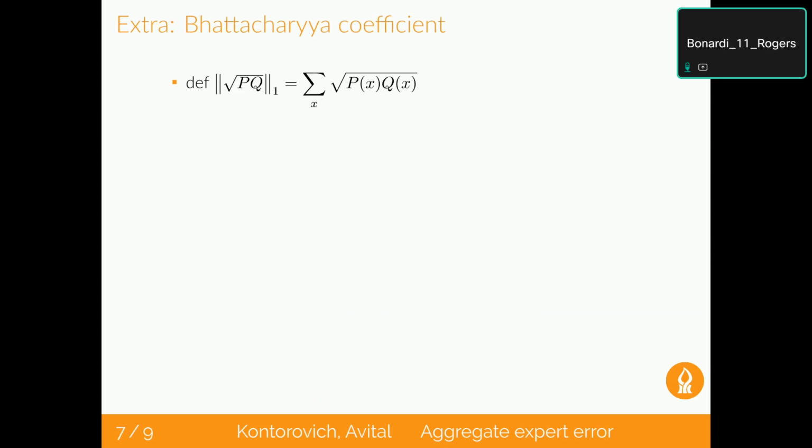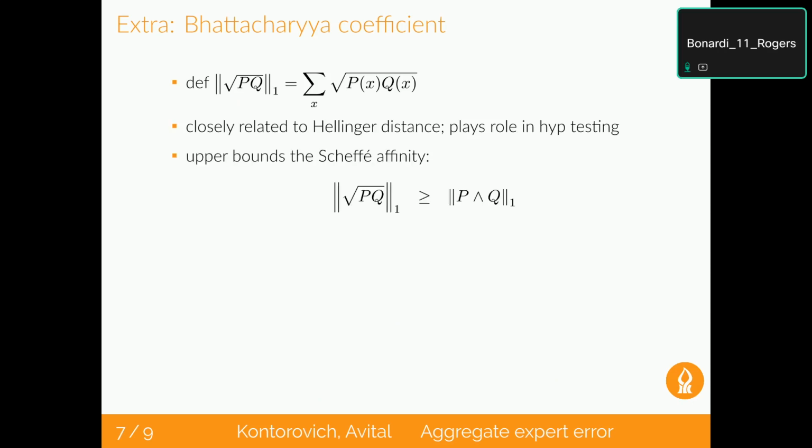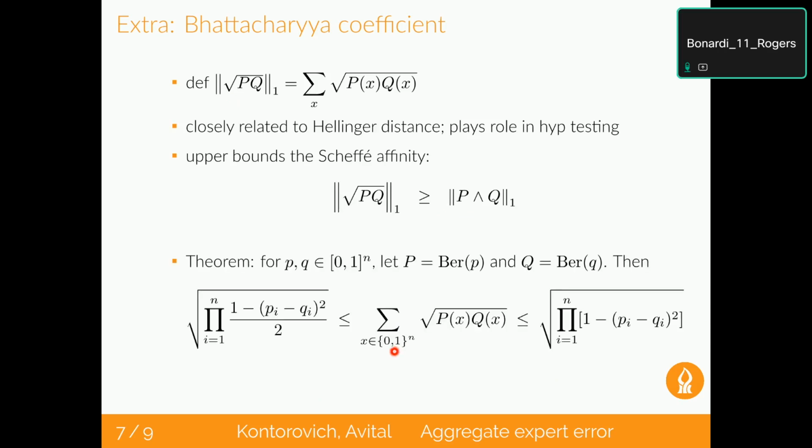So we can define this Hellinger affinity coefficient, which is the L1 norm of the square root of PQ. It's a quantity that shows up in hypothesis testing, closely related to the Hellinger distance. So it clearly upper bounds the pointwise minimum, right? So we can give upper and lower bounds on this quantity for product measures in terms of the PIs and QIs.